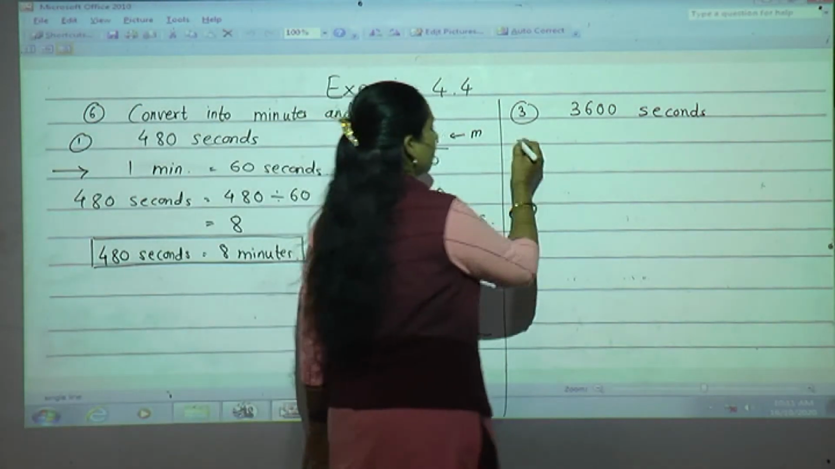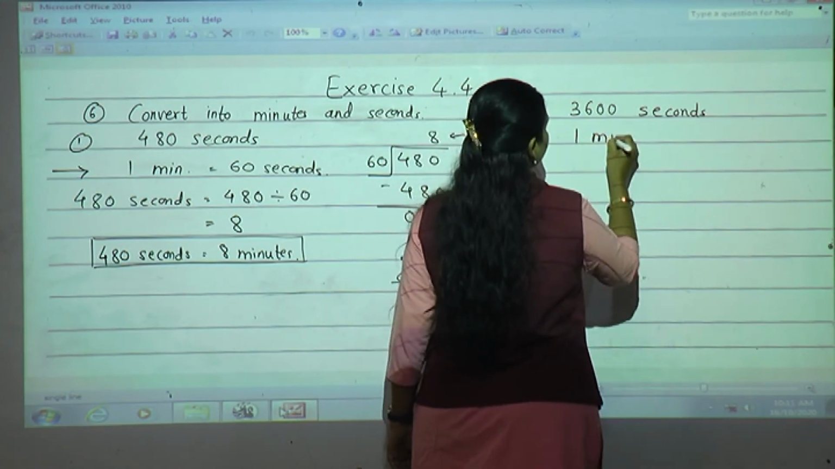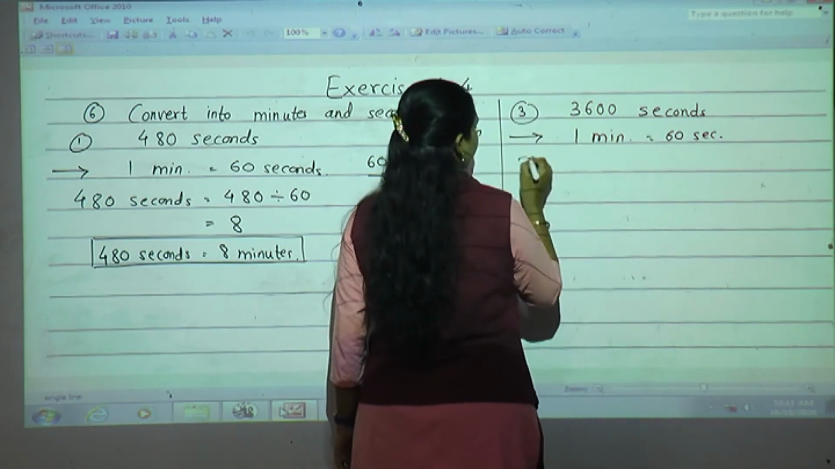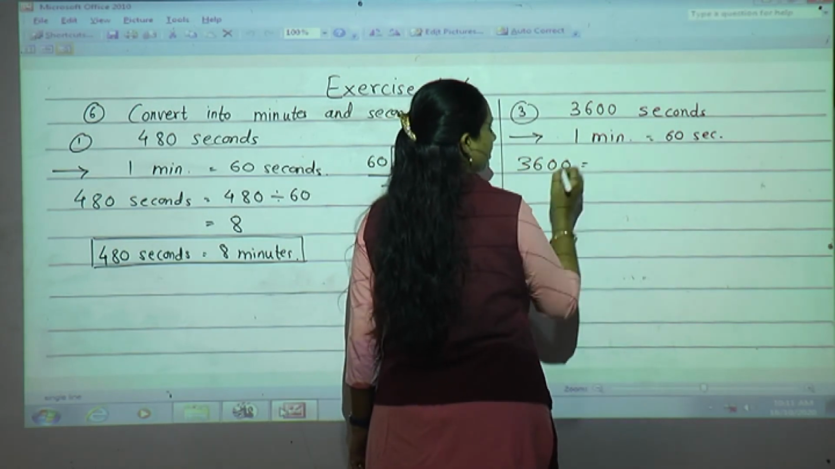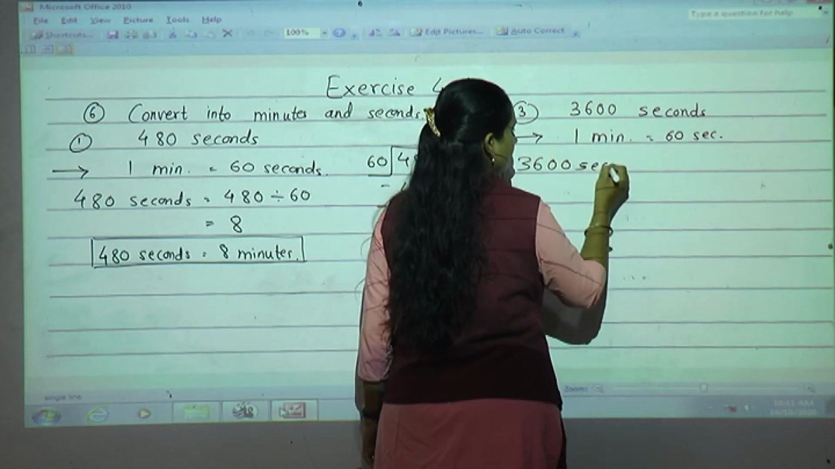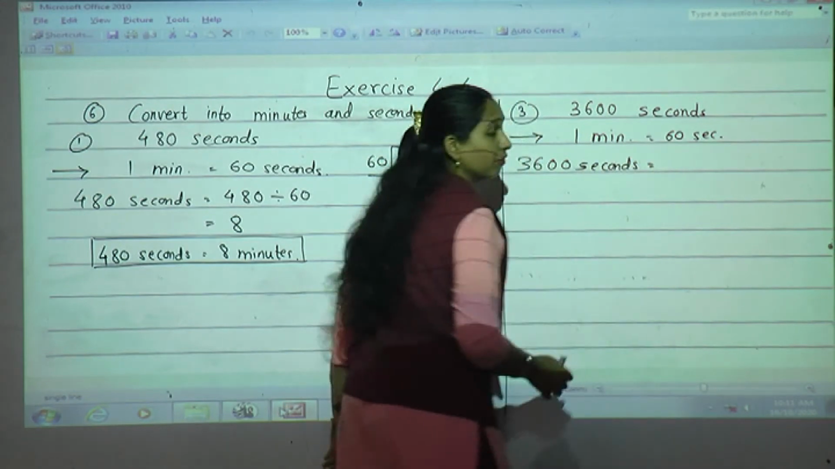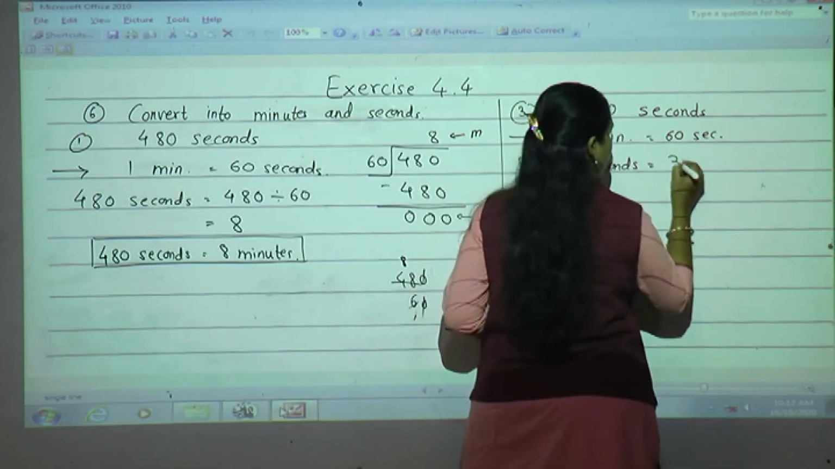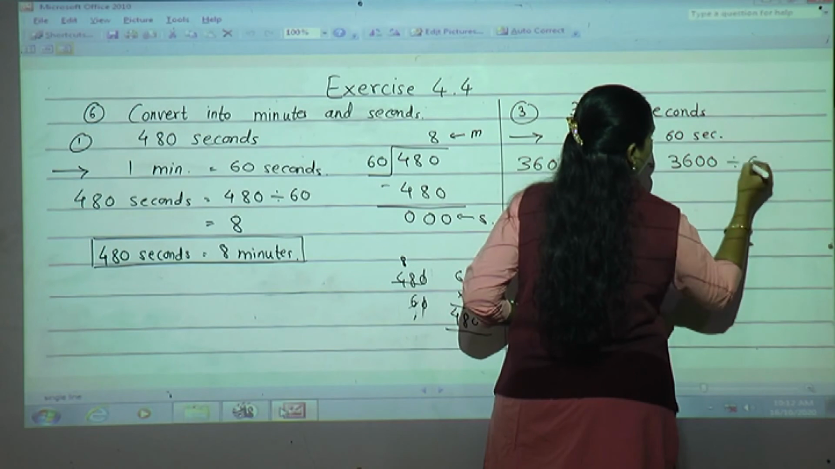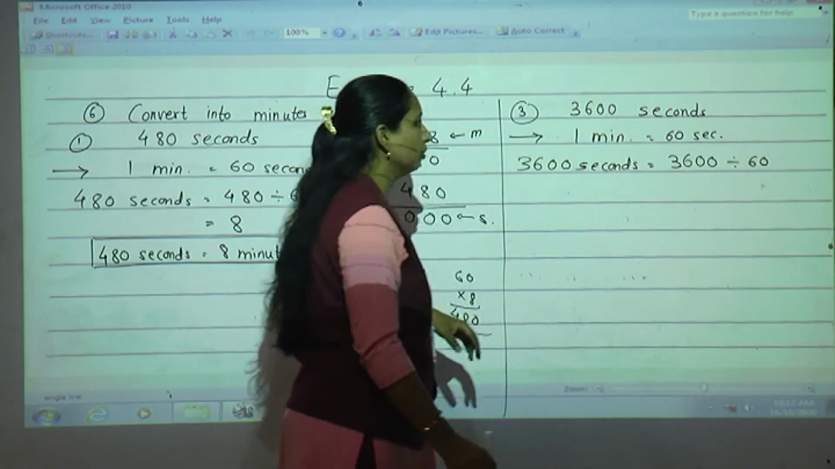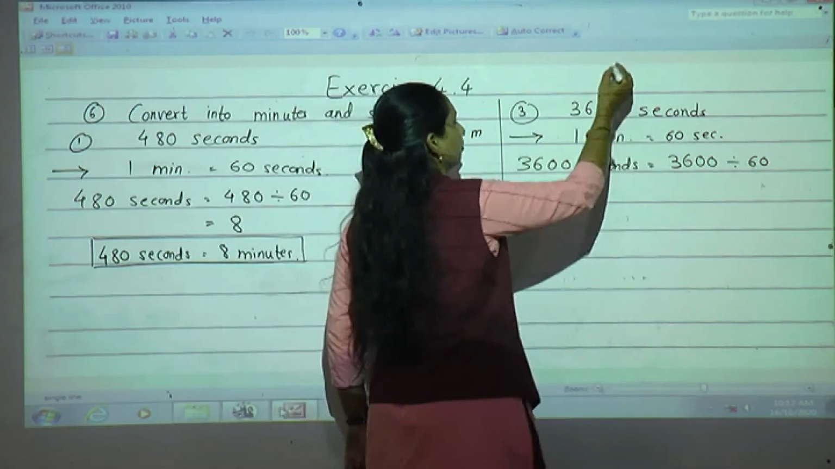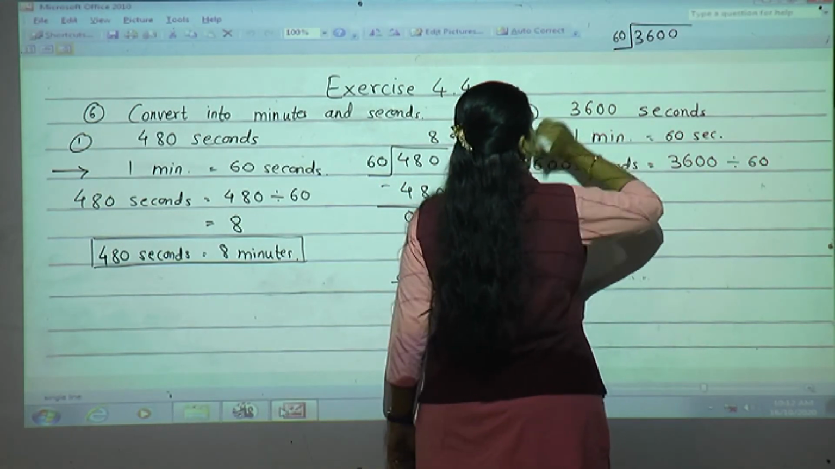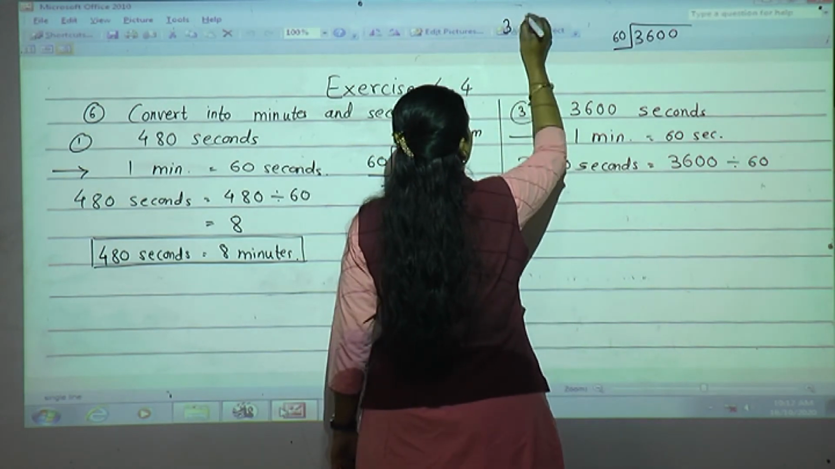Now same, first 1 minute is equal to 60 seconds. So when you want to convert 3600 seconds into minutes, we have to divide by 60. So 3600 divided by 60. Now we will do the division for the rough work. 3600 divided by 60. Okay, estimate quotient.